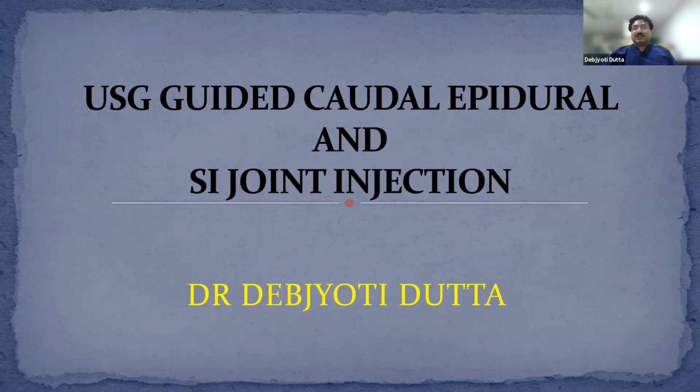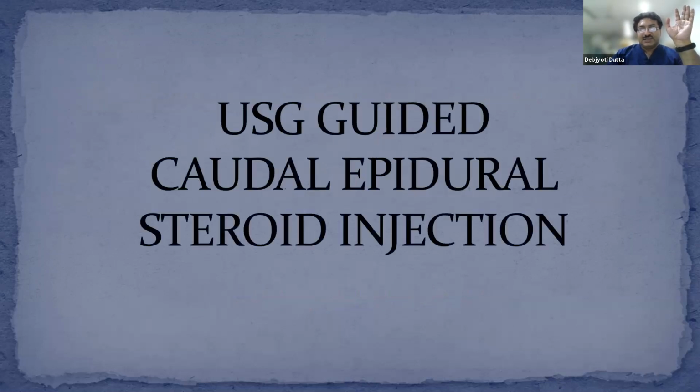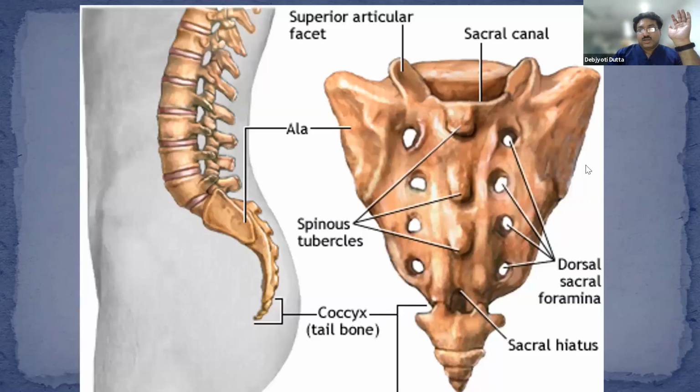Okay. Let's start with the ultrasound guided caudal epidural and sacroiliac joint injection. Today we will be discussing both: the ultrasound guided caudal epidural as well as the sacroiliac joint injection. We will be explaining both in the CR and in the ultrasound. So let's see how we can perform them.